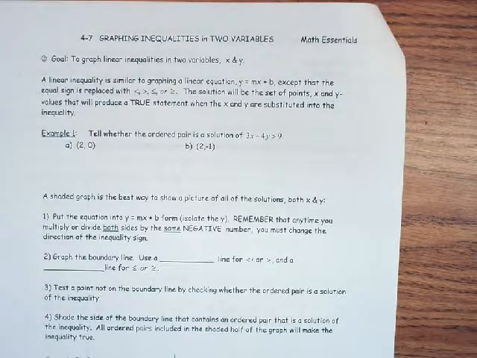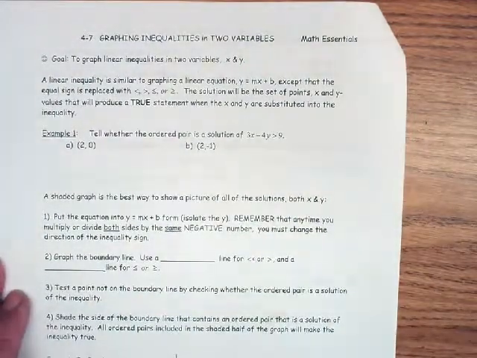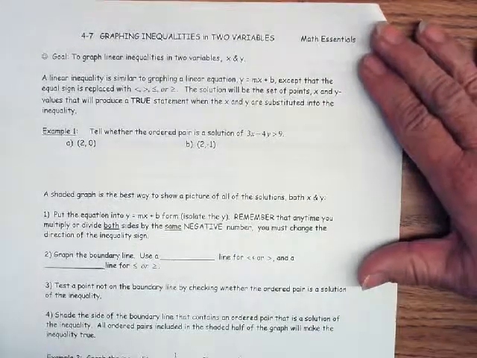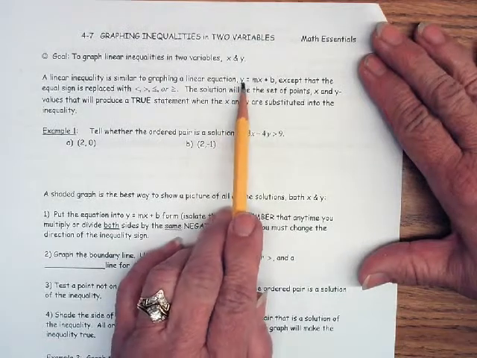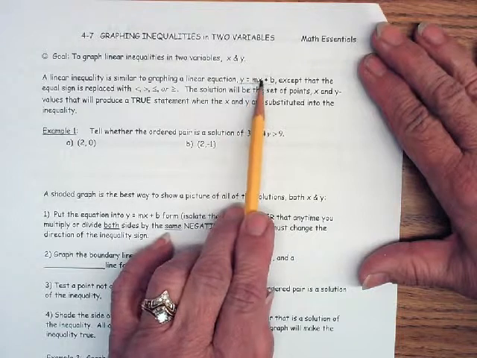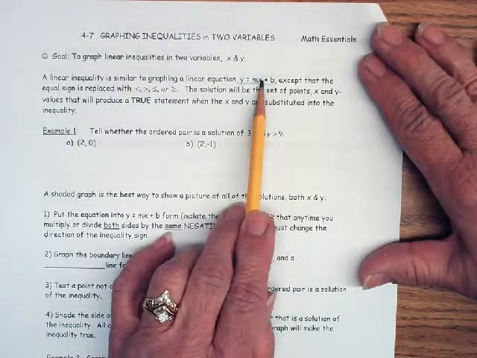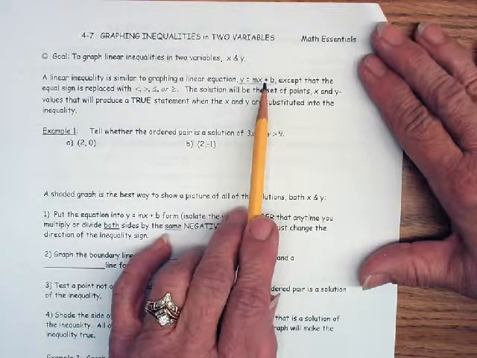These are the notes for Math Essentials, Chapter 4, Section 7. We're talking about graphing inequalities with two variables, an x and a y. We put them into slope-intercept form first, which tells us that the y-coordinate is equal to the slope times the x-coordinate of that point plus the y-intercept.